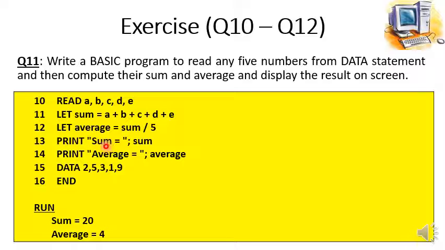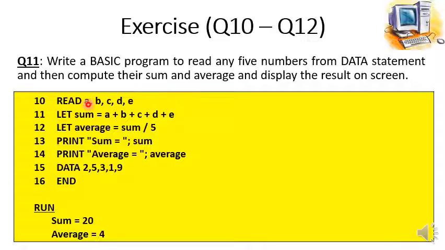Okay, then in the next two print statements we are displaying the sum and then the average. Just before the end statement we have to write the data statement in which we will provide the values for these 5 variables in the read statement. So 2, 5, 3, 1 and 9. You can provide any numbers, but in this example the values are 2, 5, 3, 1 and 9.